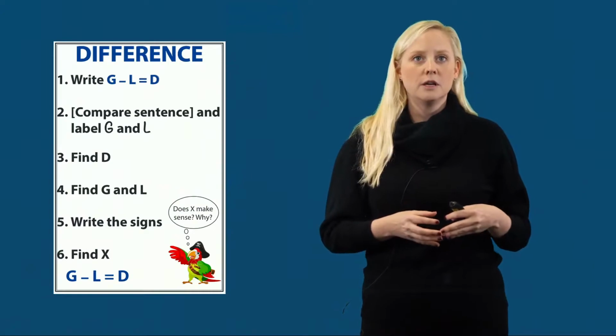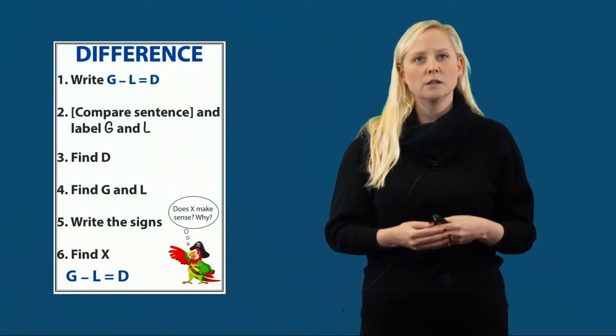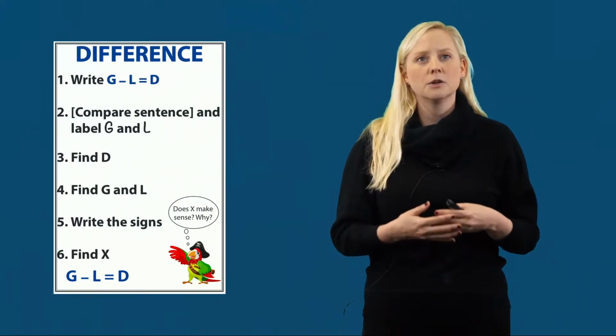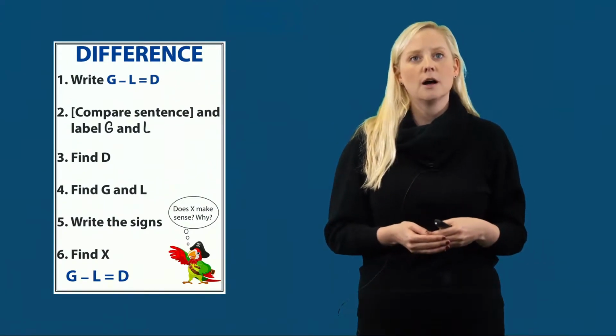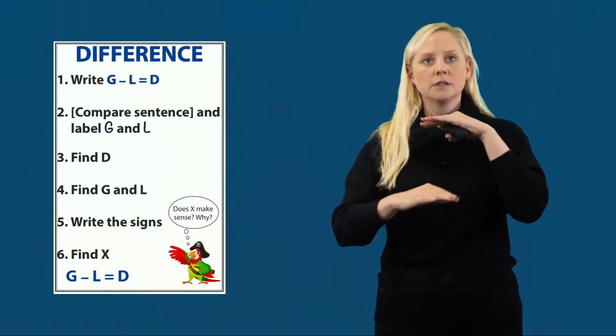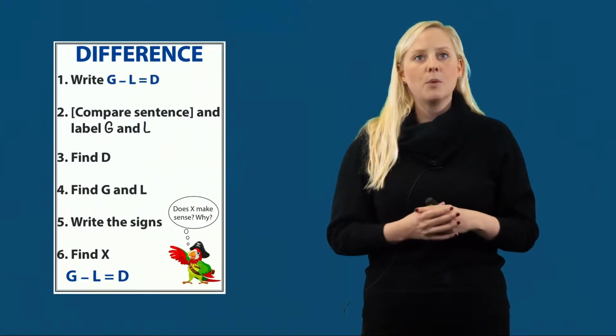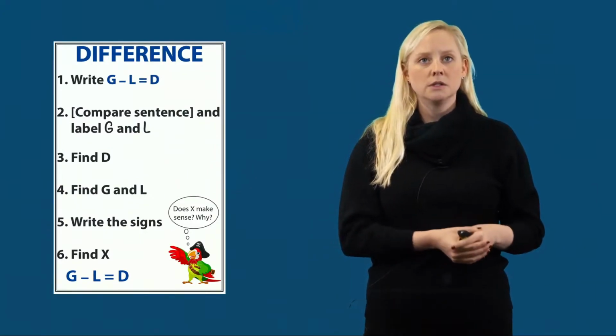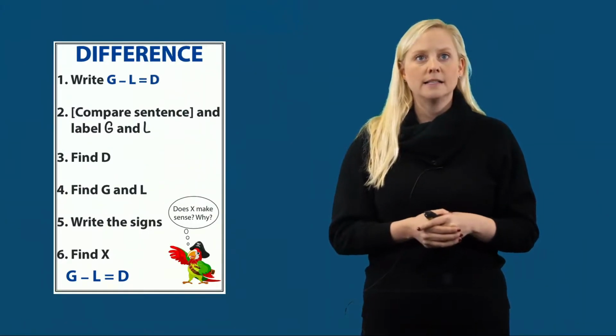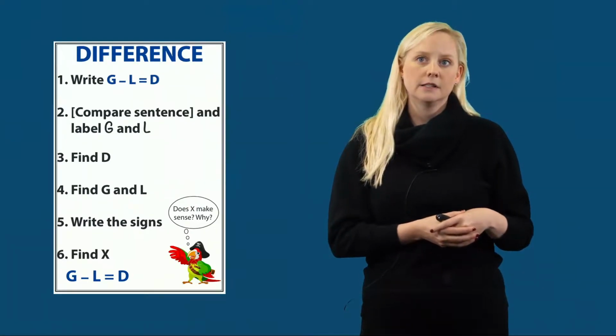What's important to note here is that we don't want students using words like bigger or smaller because those words are inaccurate. Those words talk about quantities. Here we're focused on comparison. So step 1 is to write G minus L equals D. The amount that's greater minus the amount that's less is the same as the difference.